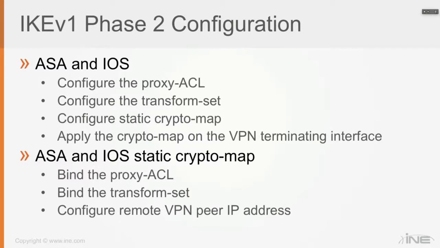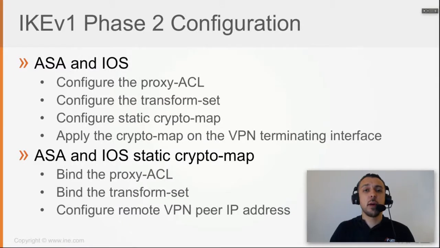In a CryptoMap, we're going to bind the proxy ACL and the transform set, and we're going to configure the remote VPN peer IP address. So it makes sense because under the CryptoMap, we're going to say, dear router, or dear ASA firewall, if you see traffic matching the proxy ACL, which is in the CryptoMap, then I want you to secure the traffic as the transform set states, and this is your VPN peer with whom I want you to negotiate the IPsec tunnel. So the configuration makes a lot of sense.